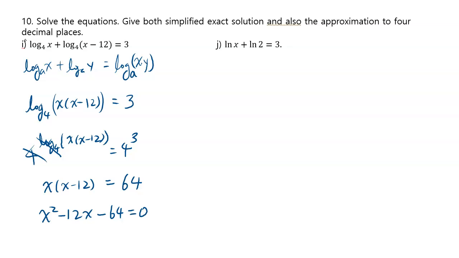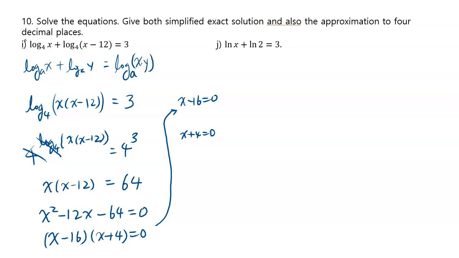Let's see, this is a little too large, so it's probably hard to factor, but I just realized that negative 16 times positive 4 will be this. Negative 16 plus positive 4 is negative 12. So you can factor that as x minus 16 times x plus 4 equals 0. Therefore, either x minus 16 is 0 or x plus 4 is 0, right? And this says x is 16, and this says x equals negative 4.